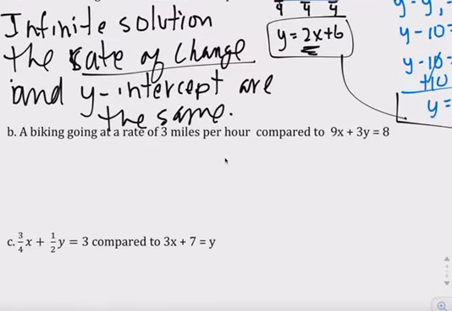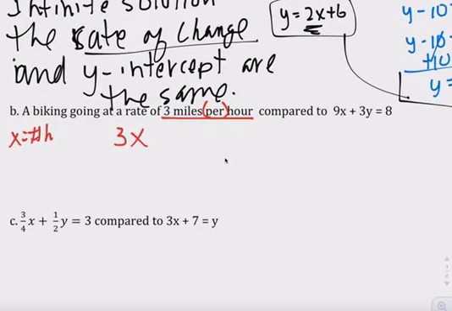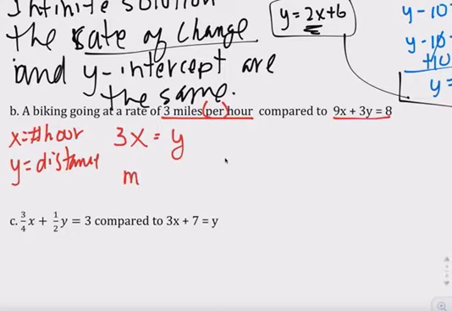Okay, a bike is going at a rate of 3 miles per hour, times the number of hours, x equals hours, equals y, that is the total distance, compared to this. Here my slope is 3, my y-intercept is at 0, or 0, 0. So we're going to solve this equation here.